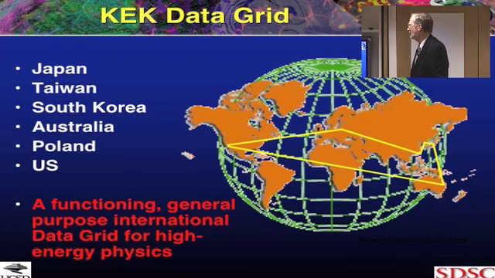So the Keck High Energy Physics Data Grid has sites in the Far East, in Europe, and the US, and they can move data all the way around the world from one data grid to the next within this environment. The data grid is the set of software which manages the distributed resources.